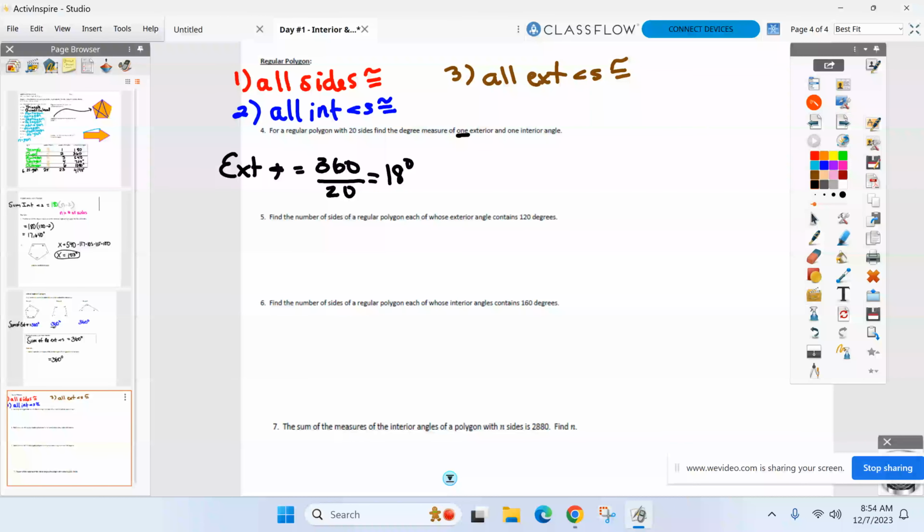Are you ready for the interior now? I'm going to go over the longer way, and then I'll go over the quicker way at the end. We knew that all the exteriors added up to 360 and we divided by 20. Can you find what all the interior angles add up to? We have a formula for that, which we showed at the beginning of class: 180 times n, which is 20 here, minus 2. That tells me what they all add up to, and then I divide by 20. The exterior was a little quicker because it's always 360. Interior depends on the number of sides.